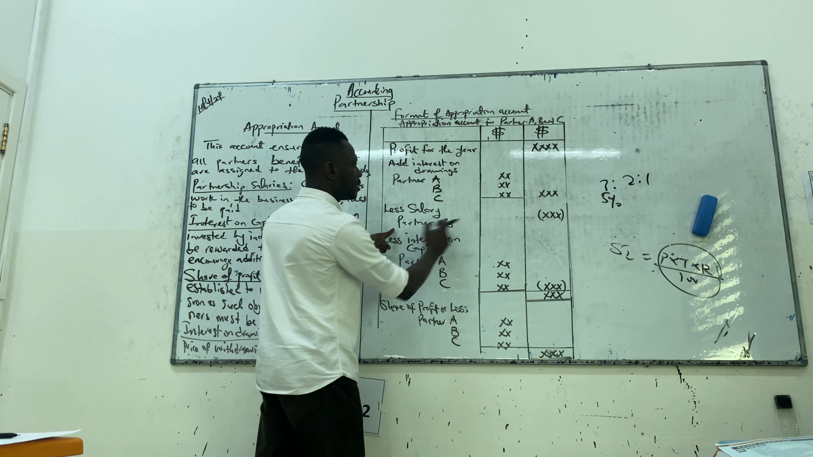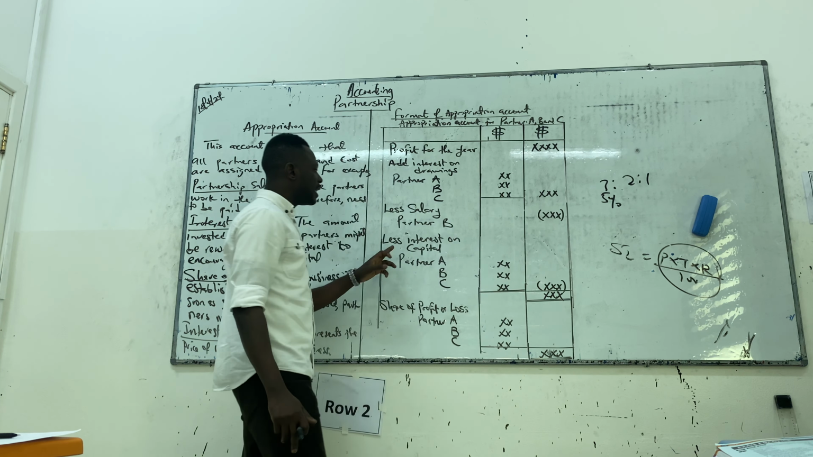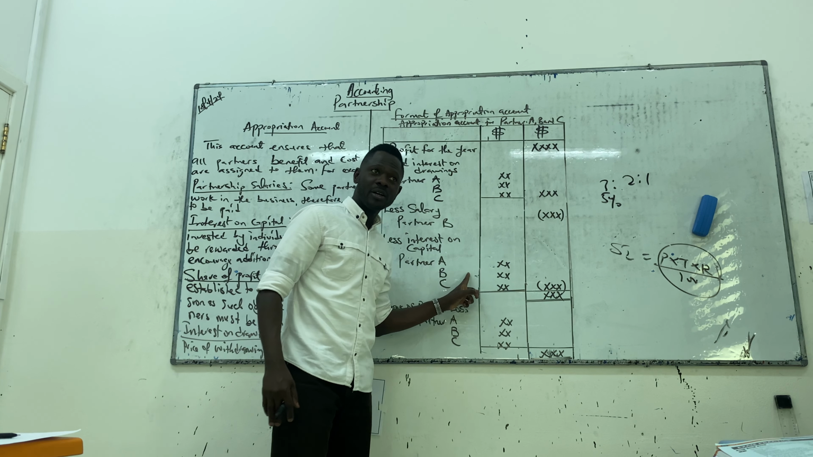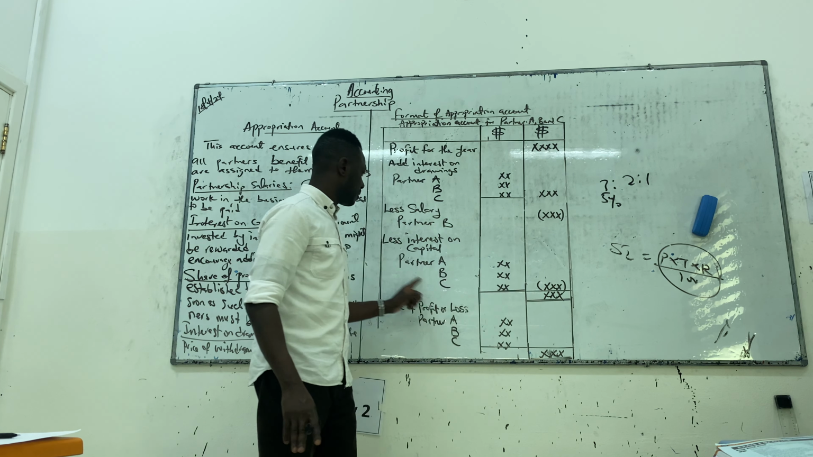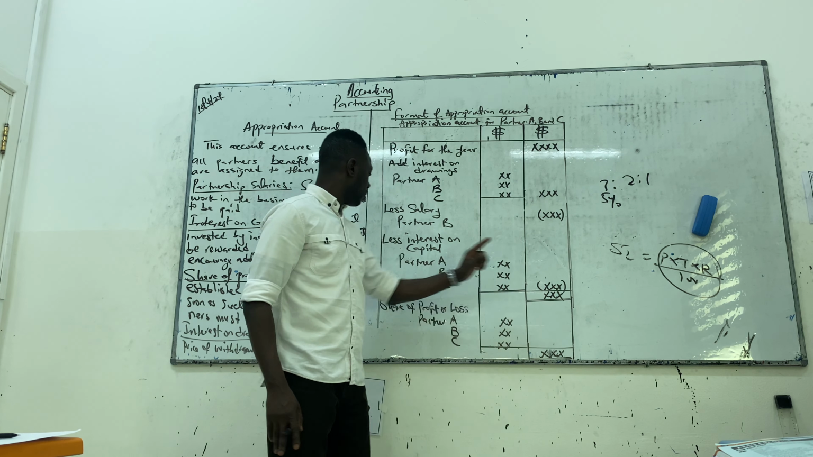Then, interest. Less interest on capital. Capital is the amount of money contributed to the business by partners, yes or no? Yes. So if you have contributed capital into the business and you need to get interest, interest represents expenditure, yes or no? Yes. Interest is an expense, right? So you have to deduct it from the profit again. Is it clear?